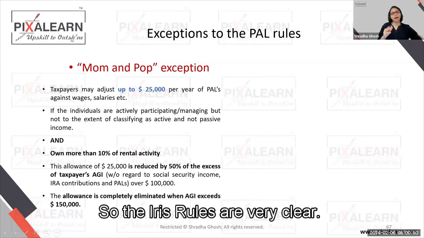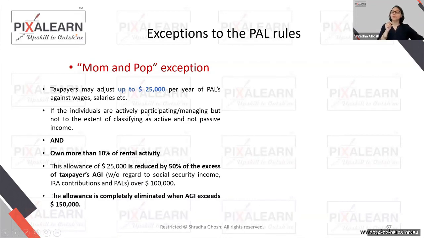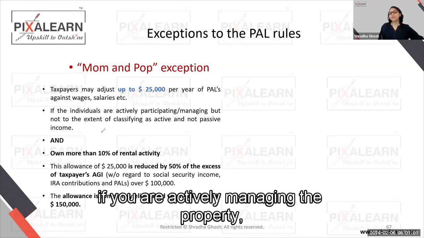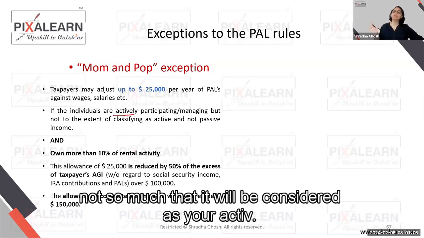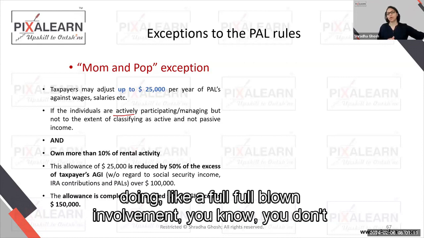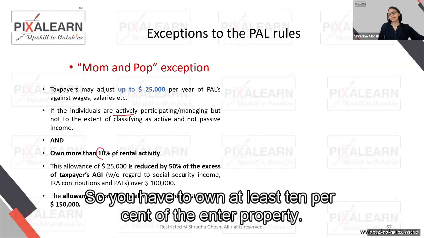So the IRS rules are very clear. They say I will let you adjust $25,000 per year of your passive activity losses if you are actively managing the property, not so much that it will be considered your active income. So it should be like my side gig. It should not be something that I'm doing like a full blown involvement here. You're doing something and you have some amount of your money involved in the property. So you have to own at least 10% of the rental property.